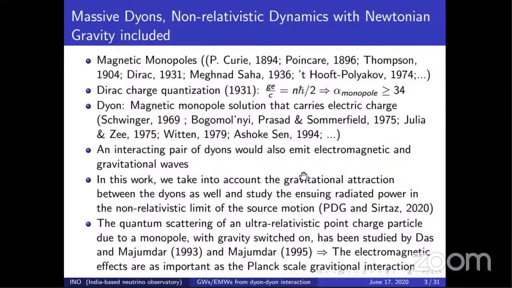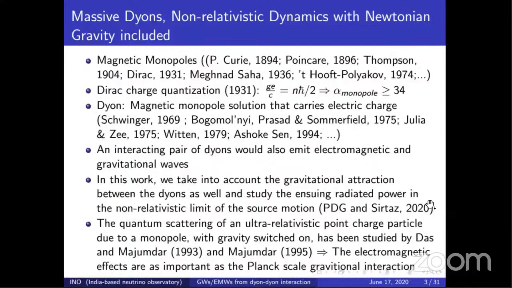Soon, in 1969, Schwinger gave the idea of dyons, that is monopoles that also carry electric charge, because he was interested in talking about nuclear matter. And thereafter, the so-called BPS dyons, Julia and Zee dyons, and Witten, Ashok Sen, the whole idea of dyons coming out of various theories. Even electroweak theory predicts dyons, that was shown by Julia and Zee. And the theoretical models indeed suggest existence of such dyonic solutions.